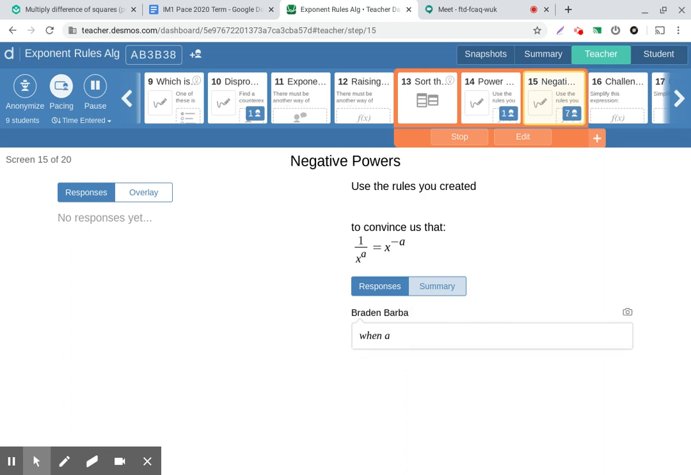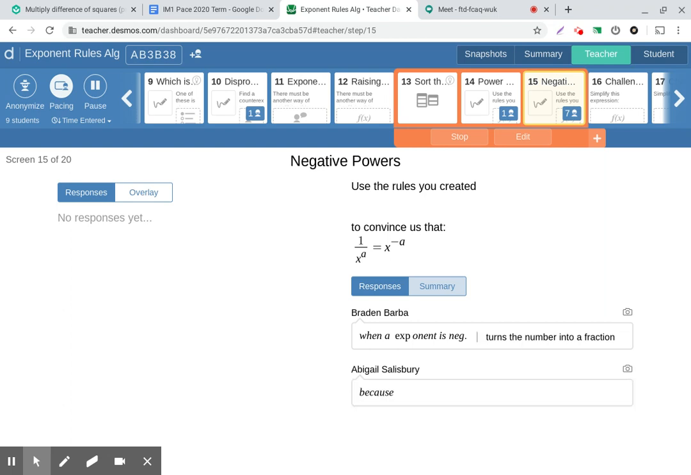Well, it's a reciprocal, right? What happens is that when you subtract the exponents, sometimes you get a negative number, and you're like, "Ooh, what does that mean?" So you could say negative exponents are reciprocal, right?